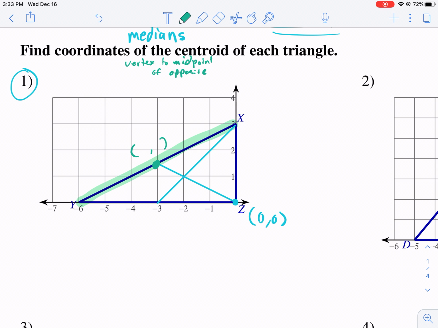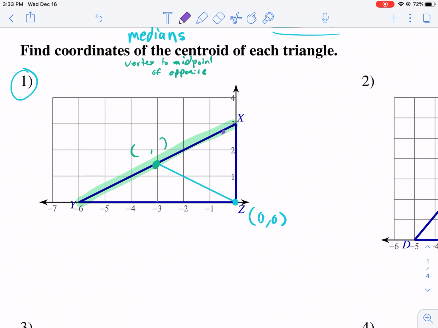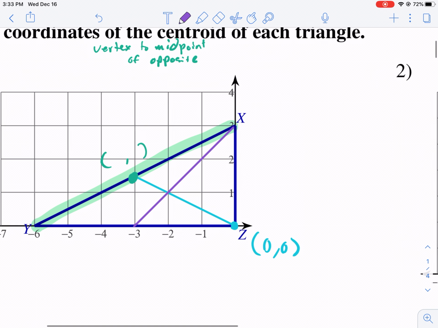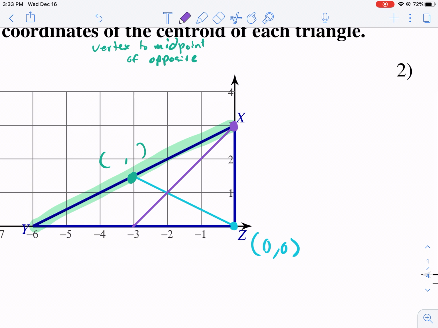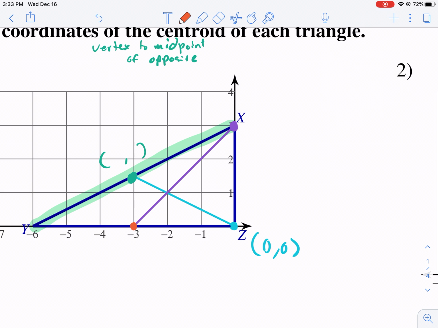So here we have our first line. We made it in blue, but we made the midpoint in green. And then I'm going to change this color to purple just so we can see more clearly that we have two different lines going on here. There's our second line. And notice how I go from this vertex right here, and I'll make this one orange, to the midpoint of this side.